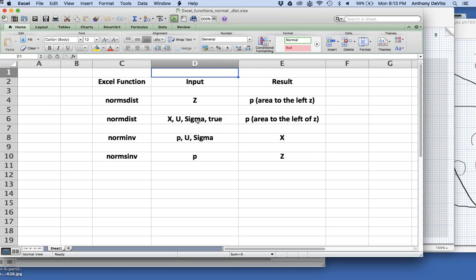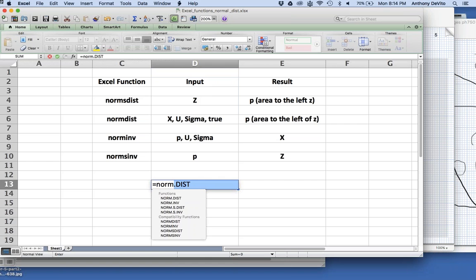The one I'm going to use, the way I've laid them out here, is that if you know what the mean, mu, and sigma are, then you can find the area to the left of that point. We know the value we're interested in, which is x. We know what mu is, and we know what sigma is. So I'm going to use that function right now. Equals NORM. You can put NORM.DIST or just NORMDIST. It'll take either one.